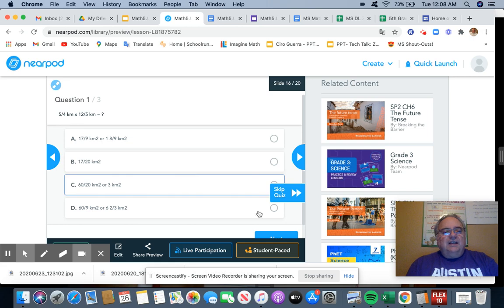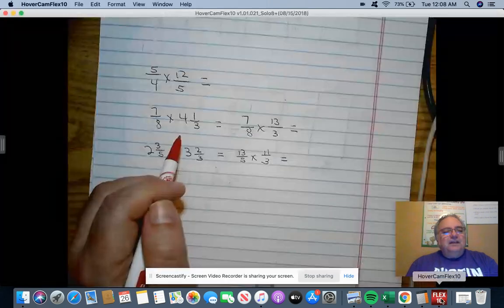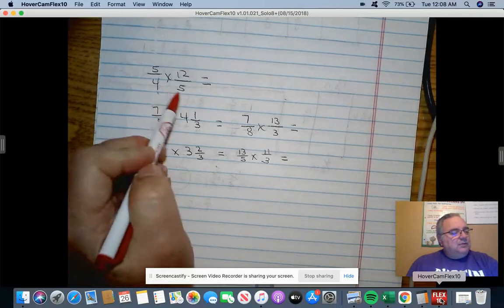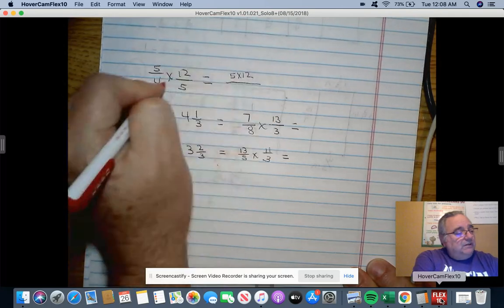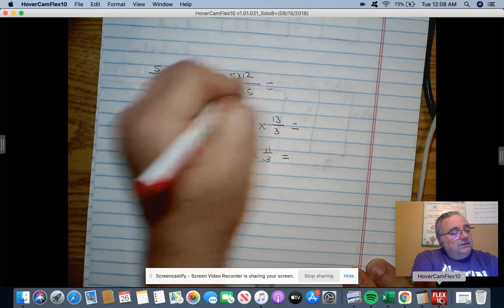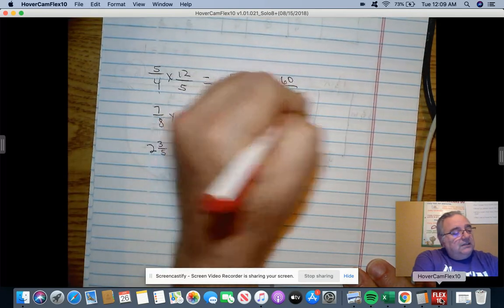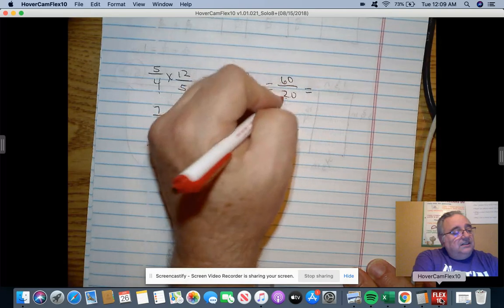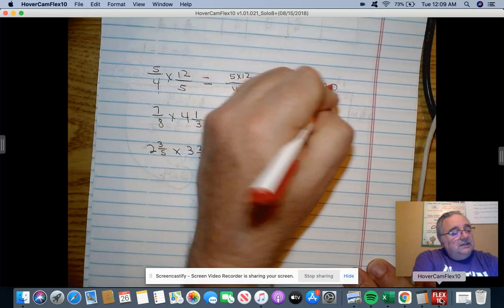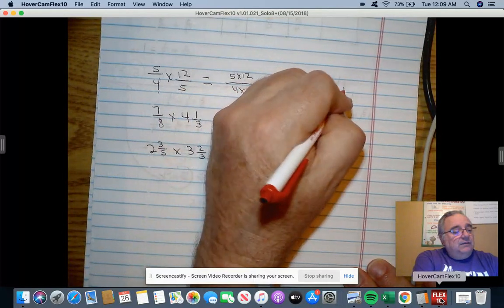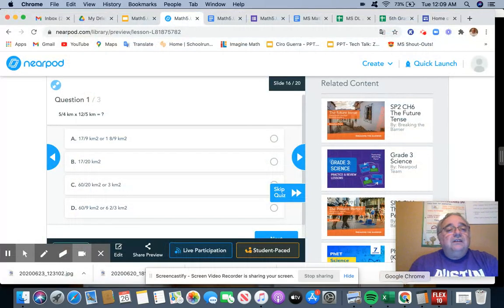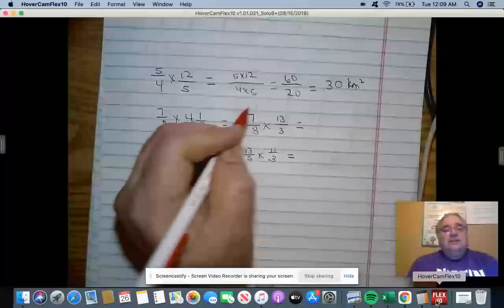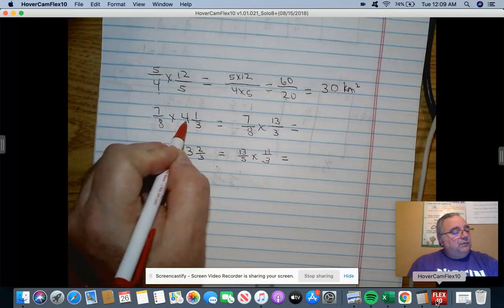First one we're going to be looking at, and I'm going to be getting on my flex cam, here is 5/4 times 12/5. So basically I take 5 times 12 and 4 times 5, which gives me 60/20. Which gives me 60 divided by 20 is 3. And I believe we're getting the 30, and I can't remember what it was, kilometers squared.